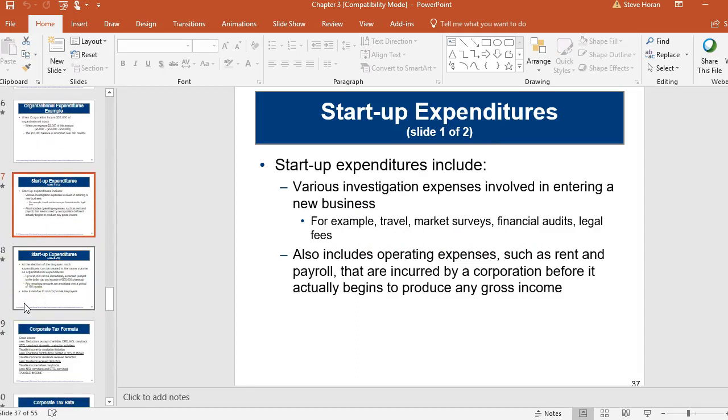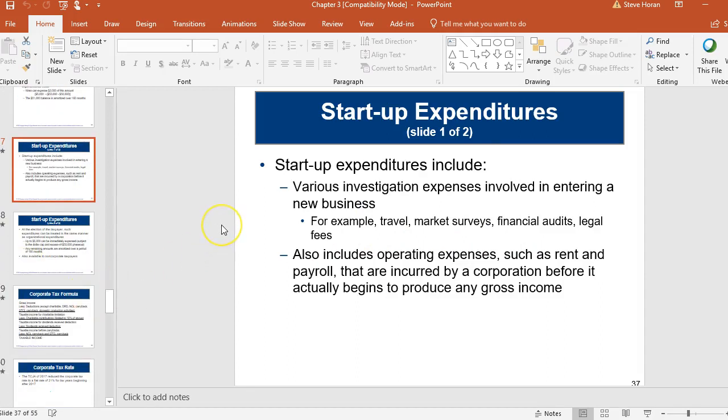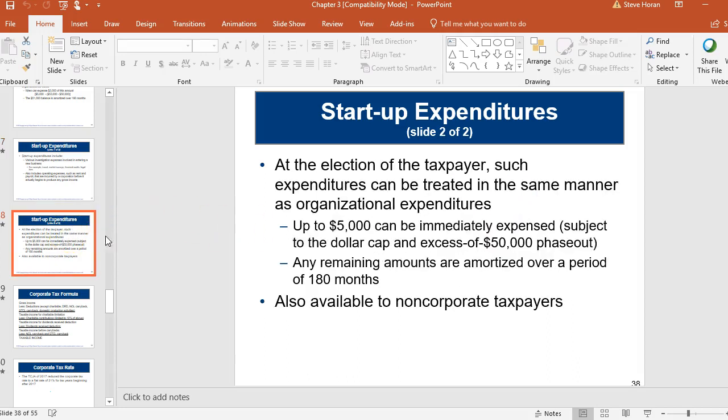Startup expenditures, basically investigation expenses involved in entering a new business, travel, market surveys, audits, legal fees. Also includes operating expenses such as rent and payroll. At the election of the taxpayer, they can be treated the same way as organizational expenditures, up to 5,000 immediately, subject to a cap of 50, and then the phase out over 180 months.